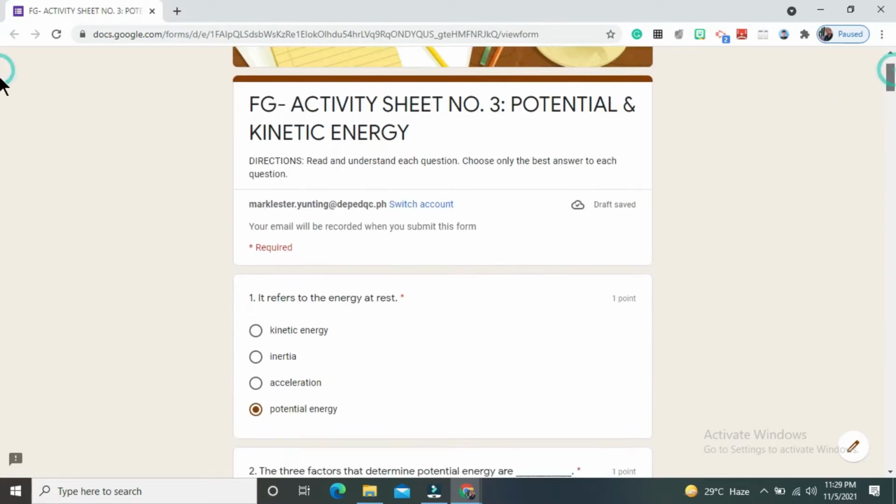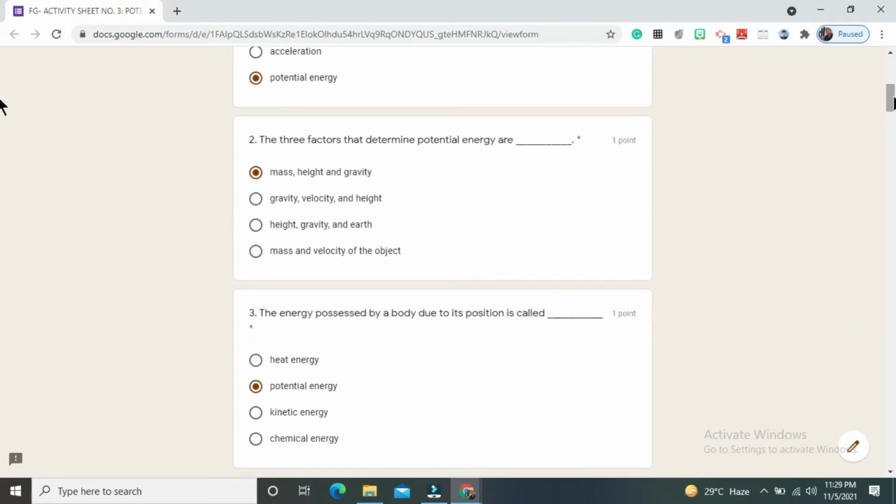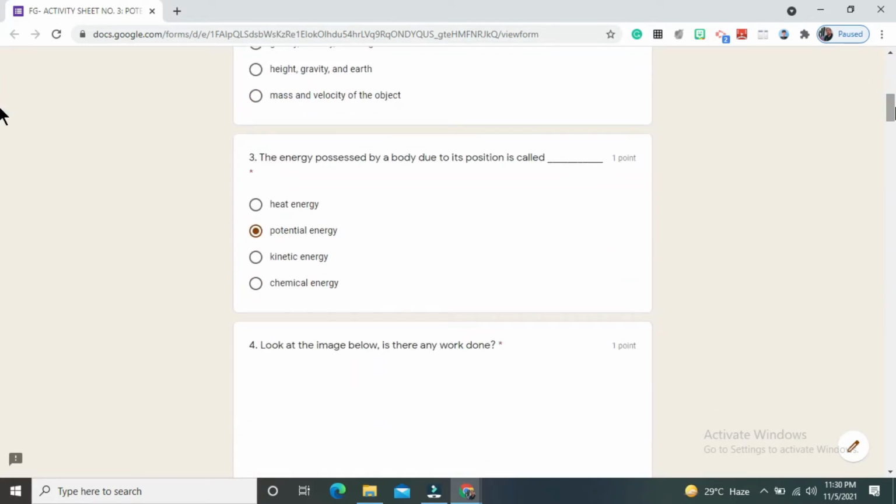Question number 1. It refers to the energy at rest. The correct answer is potential energy. Question number 2. The three factors that determine potential energy are blank. The correct answer is mass, height, and gravity. Question number 3. The energy possessed by a body due to its position is called blank. The correct answer is potential energy.